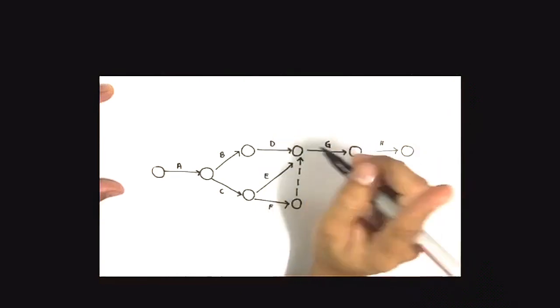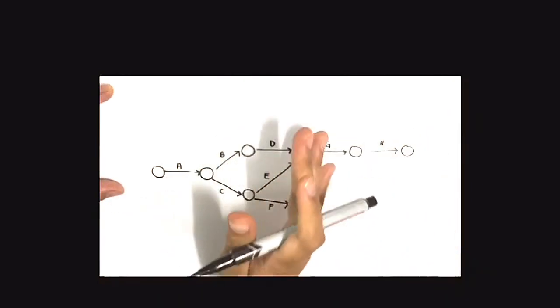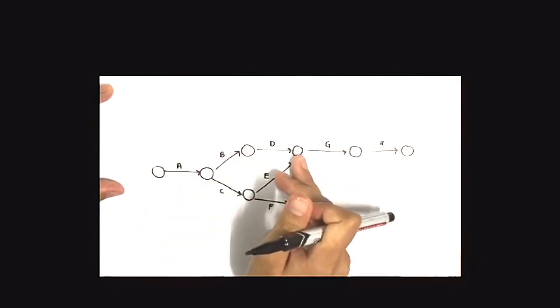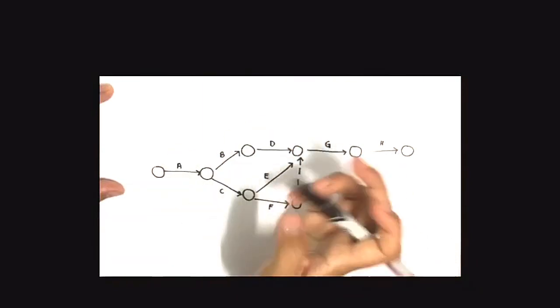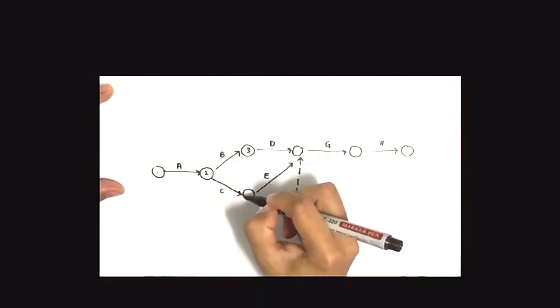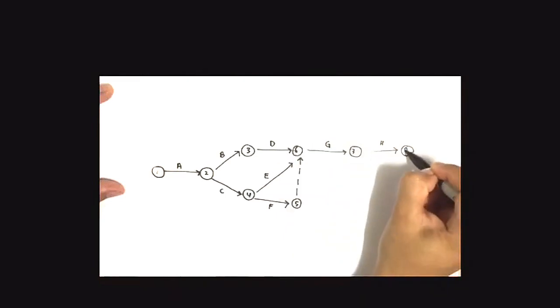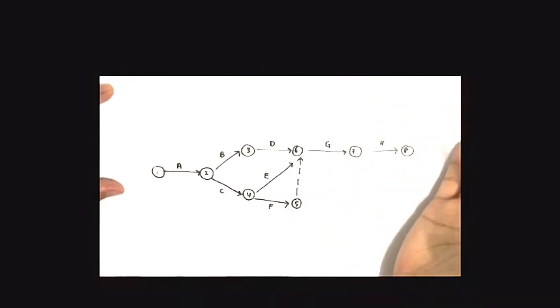And then the last thing we need to do is number each node in a way that every arrow points from a lower number to a higher number. So 1, 2, 3, 4, 5, 6, 7, 8. So it's complete, it's done.